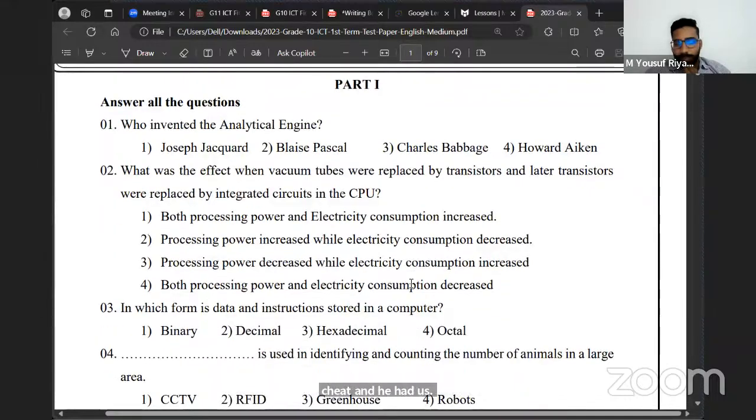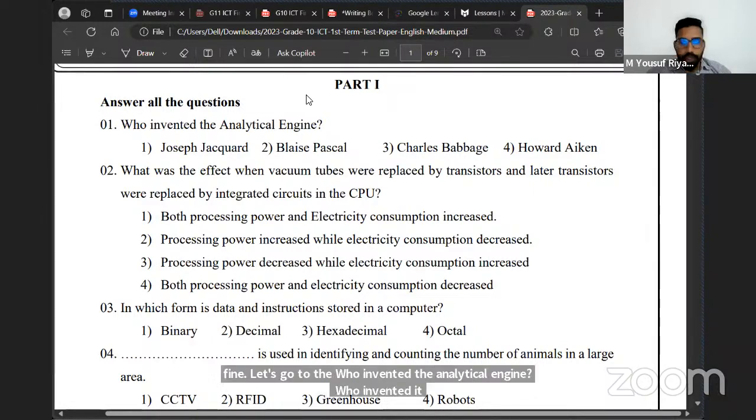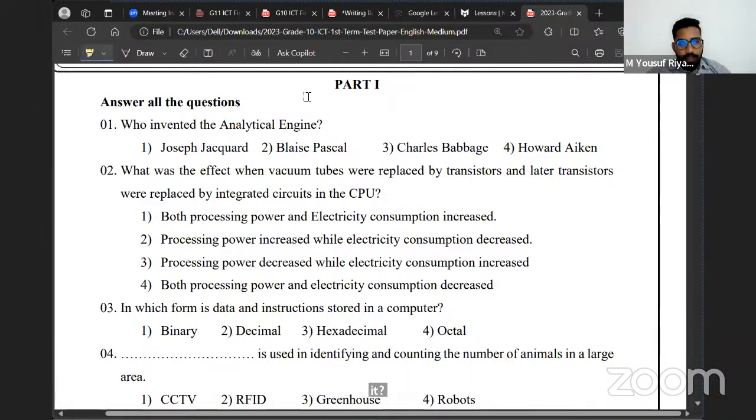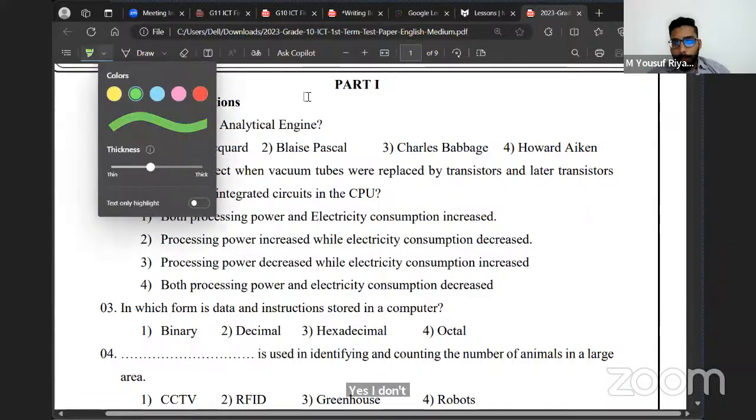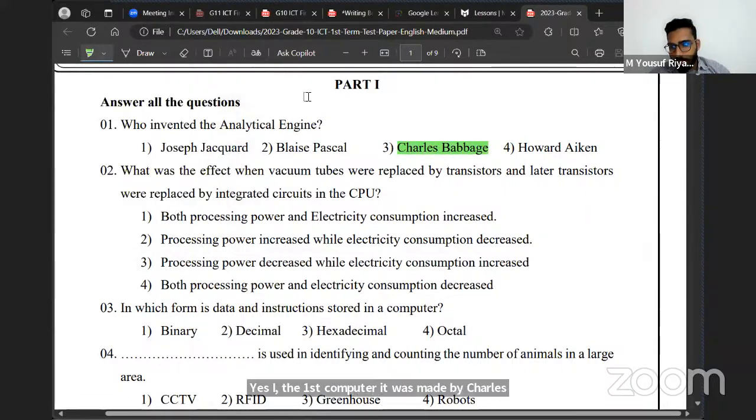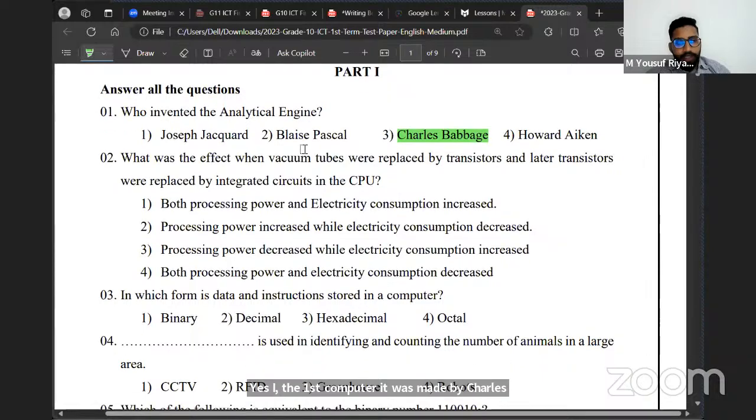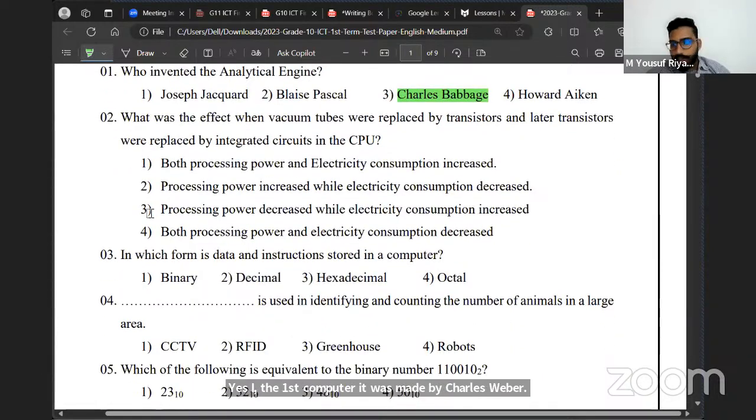Okay, fine. Let's go to the MCQs now. Who invented the analytical engine? Who invented it? Yes. Analytical engine is the first computer. It was made by Charles Babbage. Perfect. Then, what was the effect? You can give the answers 1, 2, 3 if you can give those answers. Okay. Second question. What was the effect when vacuum tubes were replaced by transistors and later transistors were replaced by integrated circuits in the CPU? So basically, vacuum tubes were used in which generation computers?